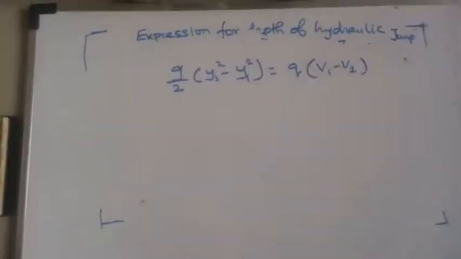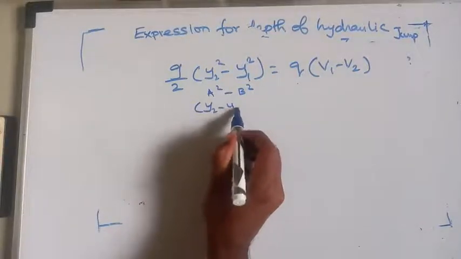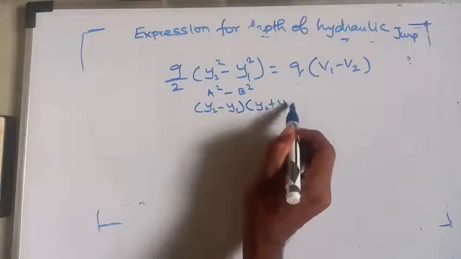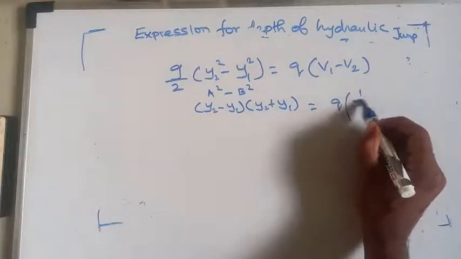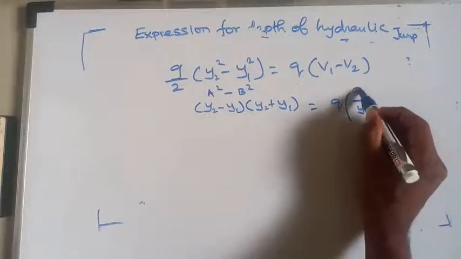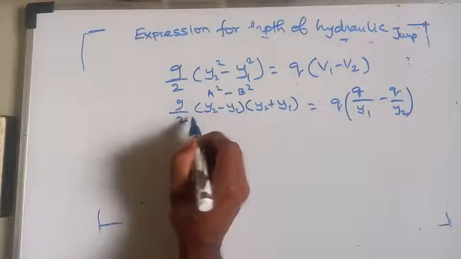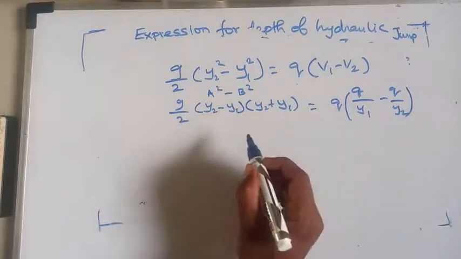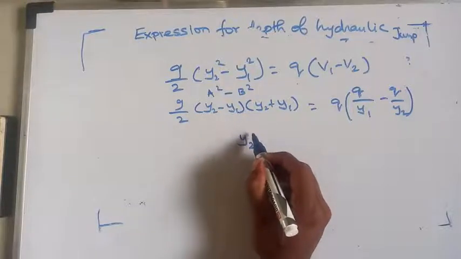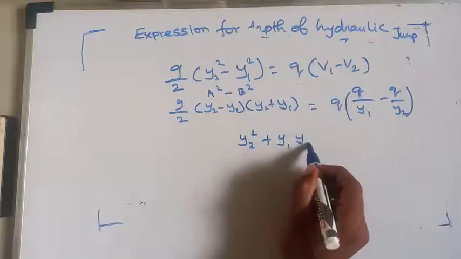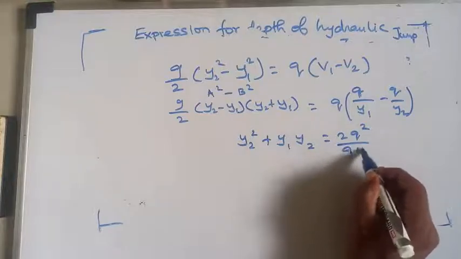Okay, after coming to this, it is in a square minus b square format, so I substitute y2 minus y1 into y2 plus y1 is equal to, here I am writing v as 1 by q by y1 minus q by y2. I know q is nothing but discharge per unit width, g by 2. If I simplify this, then I will get y2 square plus y1 y2 is equal to 2q square divided by g into y1.